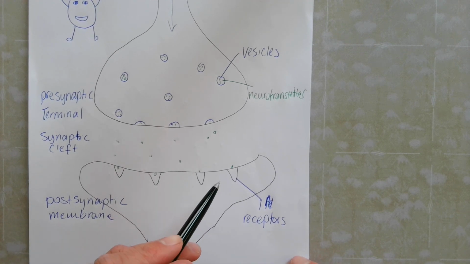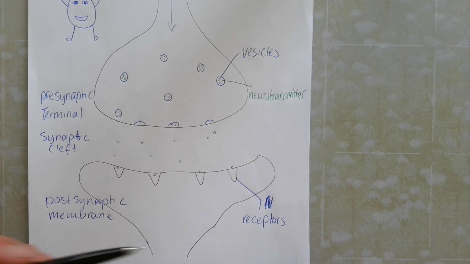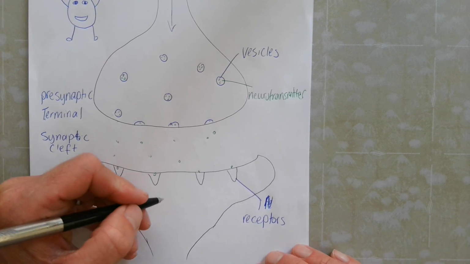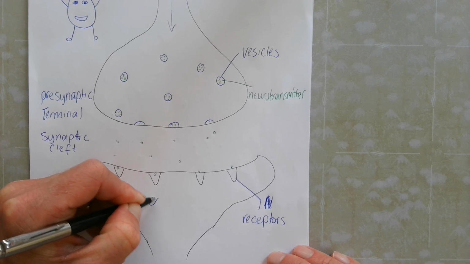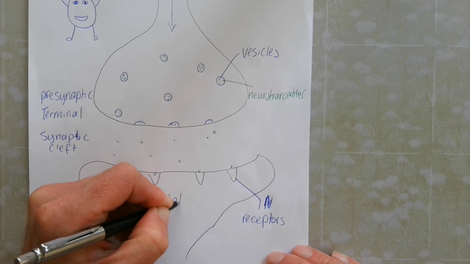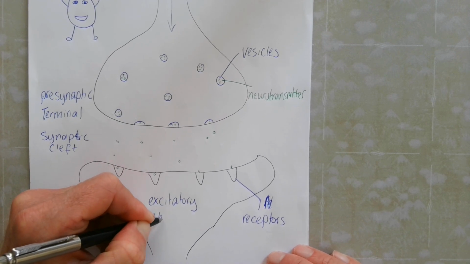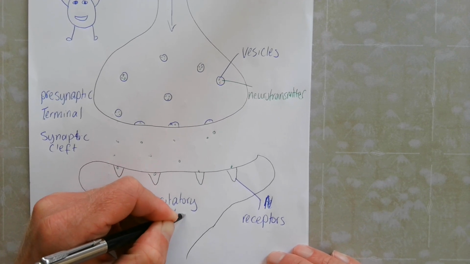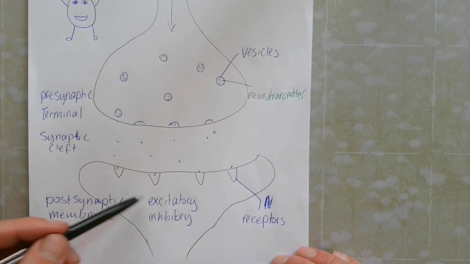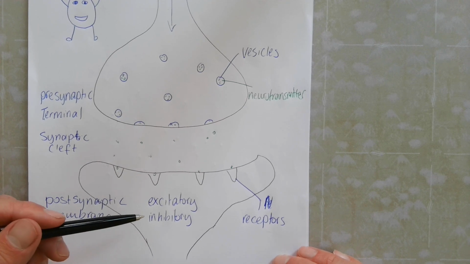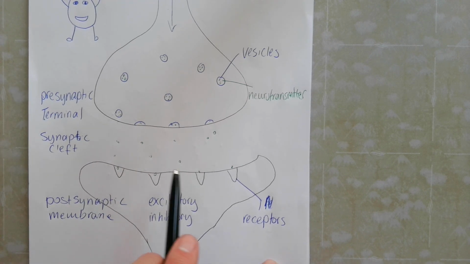Now, these receptors will pick up the neurotransmitter, and depending on the neurotransmitter, that will send a particular signal. It might be an excitatory signal, or it might be an inhibitory signal. Okay, so it's either exciting the neuron and getting it to fire, or it's inhibiting the neuron and reducing the likelihood to fire.